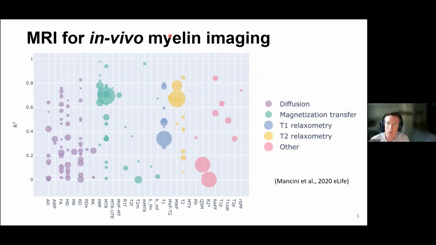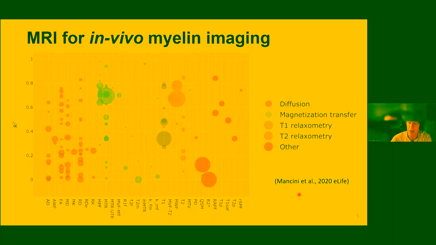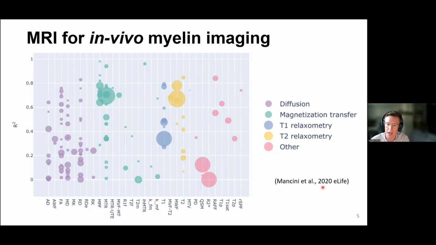What are we interested in with the brain microstructure? For me and a lot of the neuroimaging field, it's myelin. This recent meta-analysis by Mancini et al. really highlights, if you look into the field of neuroimaging, what is being used to look at myelin content in the brain? We have a wide range of diffusion imaging, which are these purple markers here, to magnetization transfer, green, we have all of these metrics, T1, T2 relaxometry, as well as some other markers.